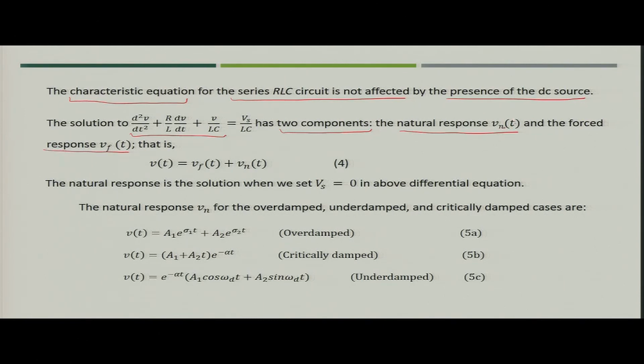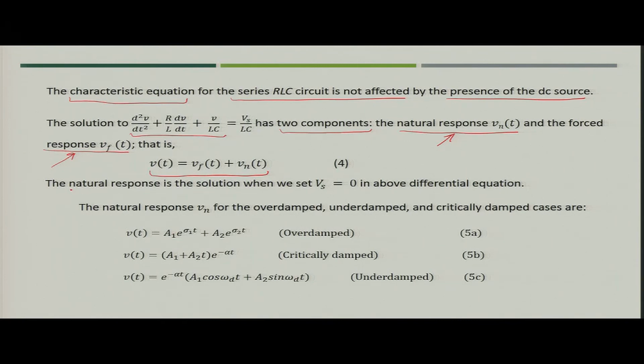This will be similar to what we discussed in the case of series RL or series RC circuits, when we apply the step input to those circuits. Similarly, here also we can divide the total response of the circuit into two parts, one is the natural response and the other is the forced response. Now, you can see that the total response can be written as the forced response, that is v_f(t), plus the natural response, that is v_n(t).